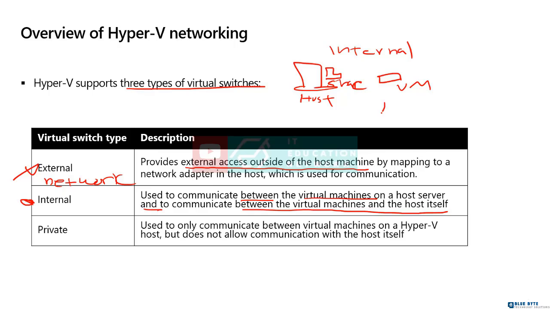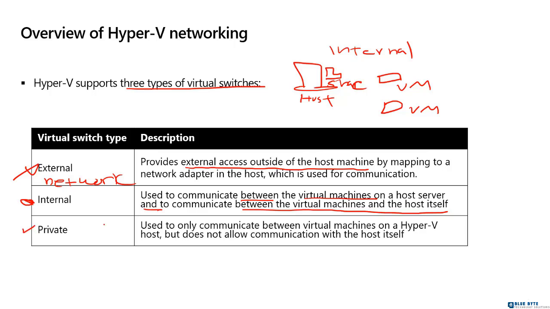You could communicate with other VMs if they were on the same switch, and you could communicate with the host, but you could not communicate with anything on the network itself. You could not communicate with the internet, so still isolated. Just other VMs on the host and the host.